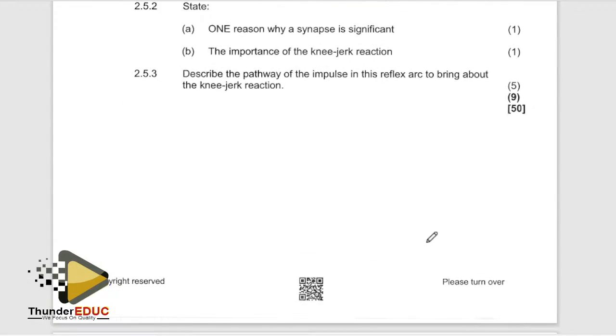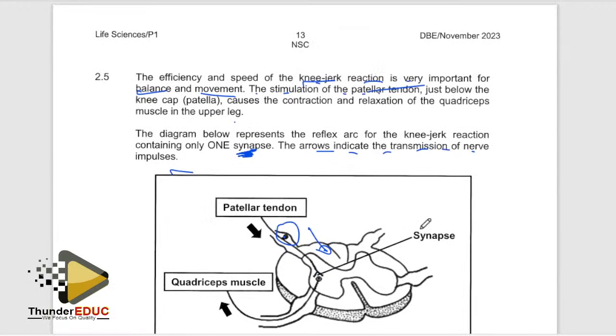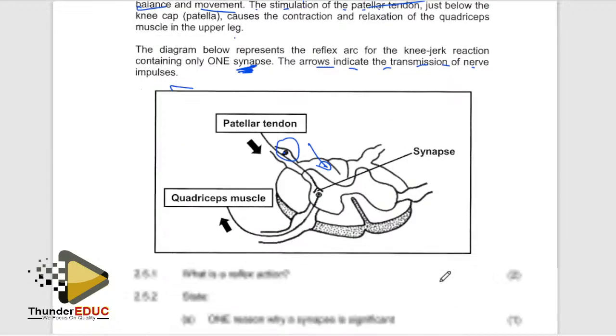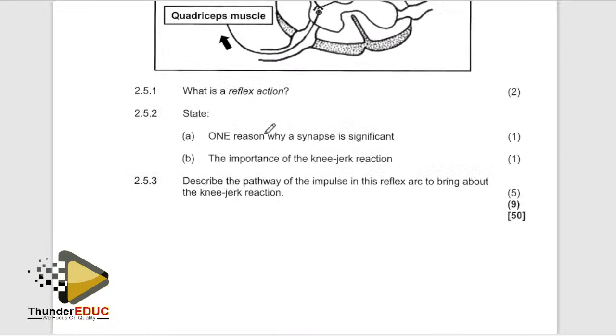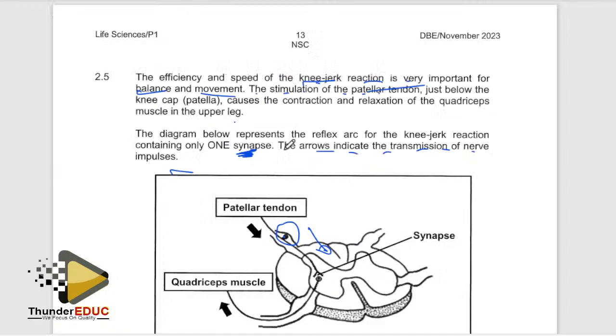Also, now they say describe the path of the impulse in the reflex arc to bring about the knee-jerk reaction. Basically, as I told you, that's what they said in the extract. However, they didn't say that from the extract. You see, they didn't say that. Say step. So it also helps to withdraw the leg from a painful stimulus. So in this case, we have to look at what the stimulus was. You understand? Yes.